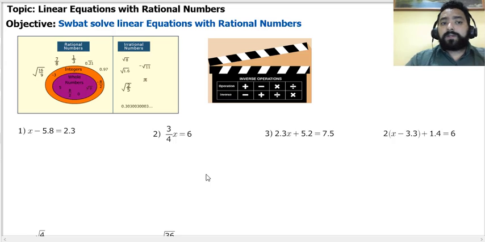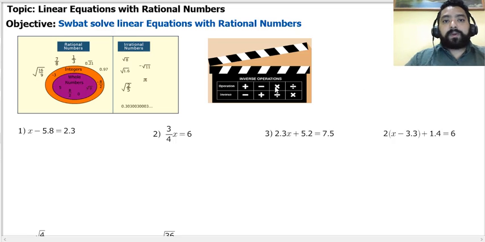Hi everyone, today we'll explain linear equations with rational numbers. Basically, rational numbers, remember, are numbers that you can write as a fraction, or a number with a terminating decimal or a repeating decimal. But basically, they are numbers that you can write as fractions.